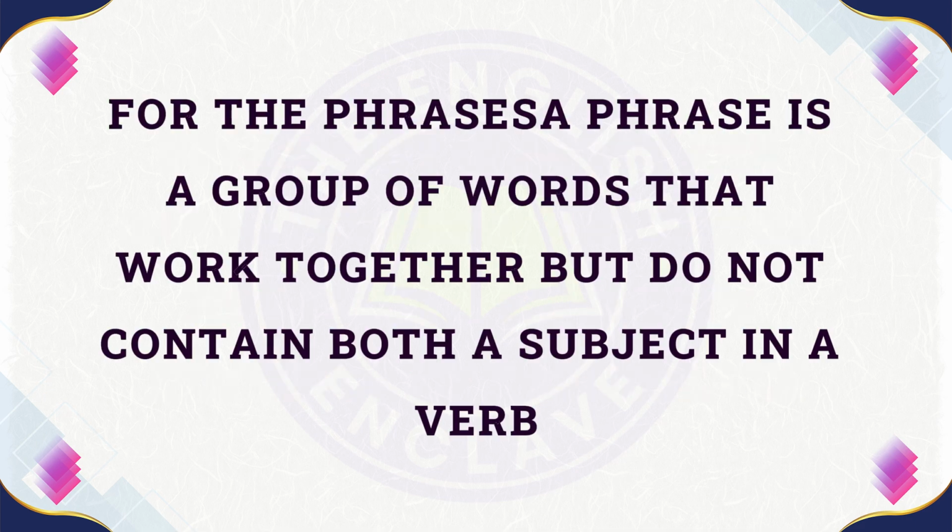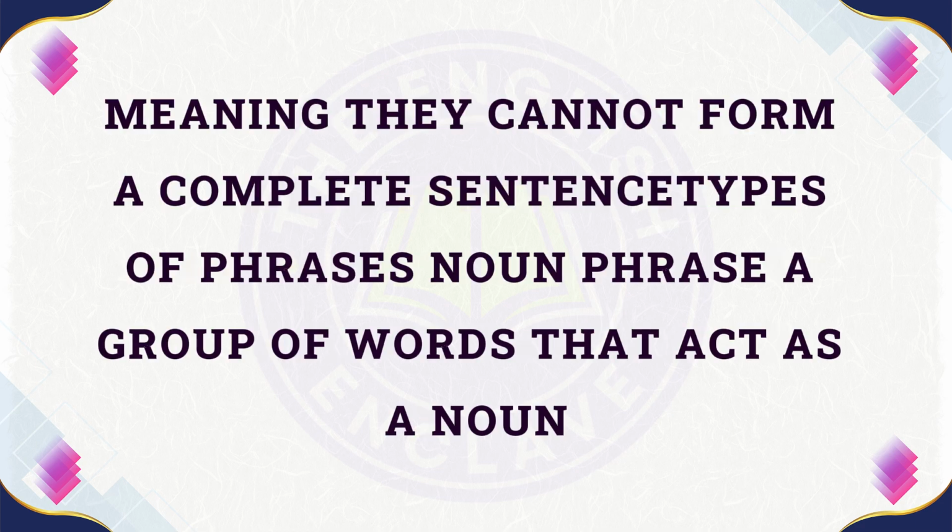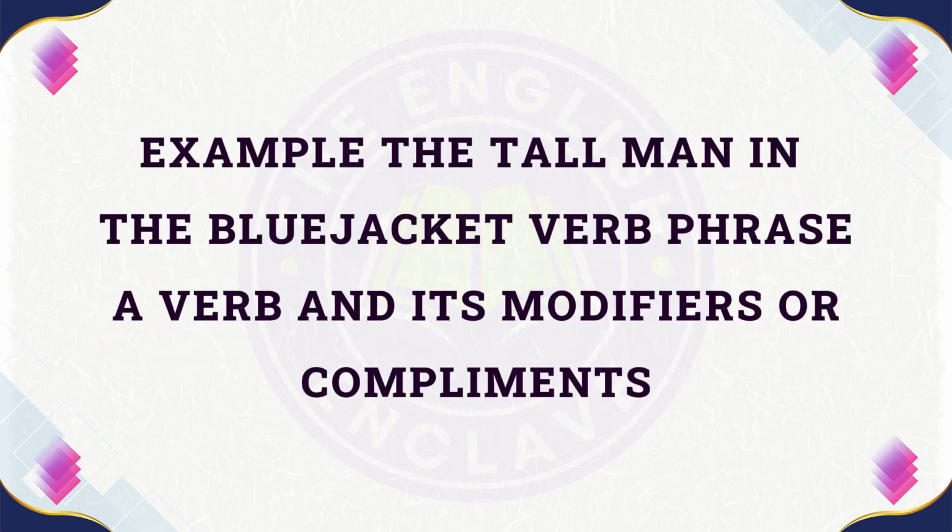Phrases. A phrase is a group of words that work together but do not contain both a subject and a verb, meaning they cannot form a complete sentence. Types of phrases. Noun phrase: a group of words that act as a noun. Example: the tall man in the blue jacket. Verb phrase: a verb and its modifiers or complements.